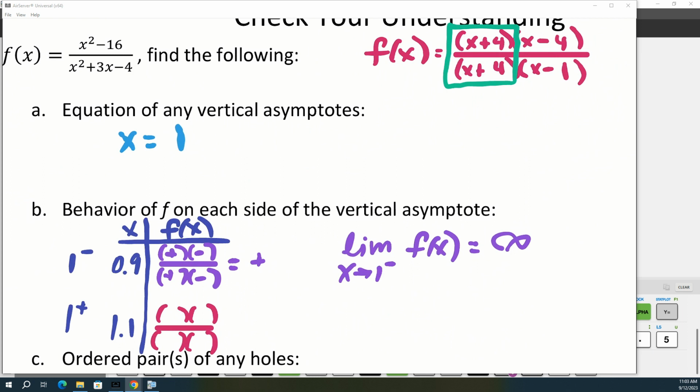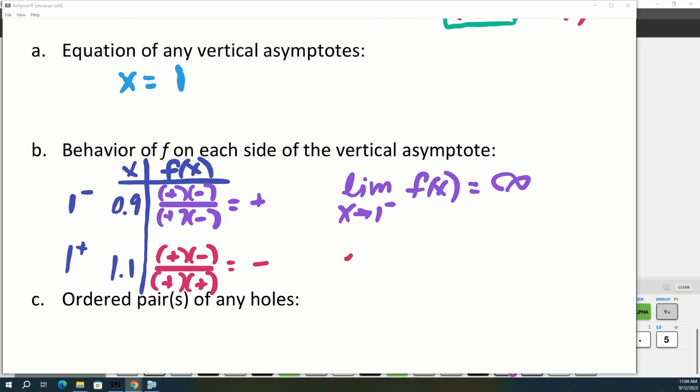Okay, so let's go back and do the same thing with 1.1. So we're just adding 4, subtracting 4, subtracting 1. All right, and then I end up with an odd number of negatives, which means negative infinity for this vertical asymptote on the right side.